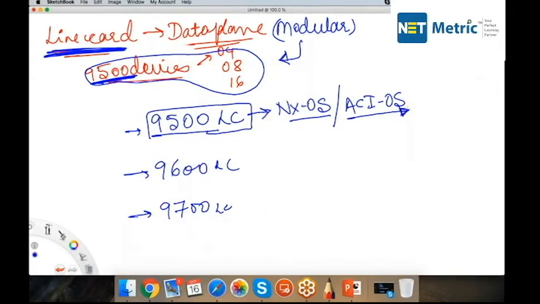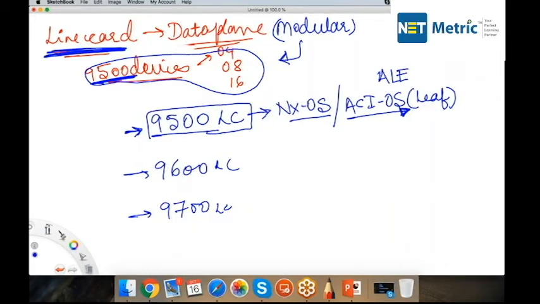9500 line cards do support the case where the device has been installed with NX-OS, that is the Nexus OS software. If you have installed the ACI operating system, then this particular line card can also be used.